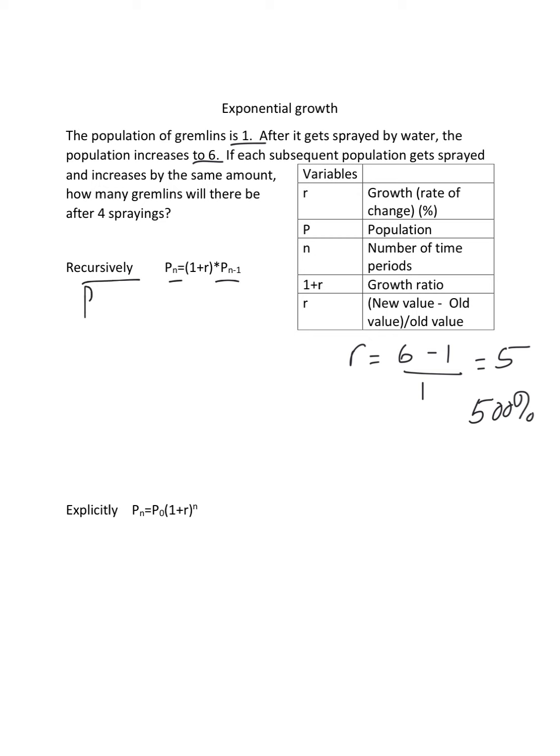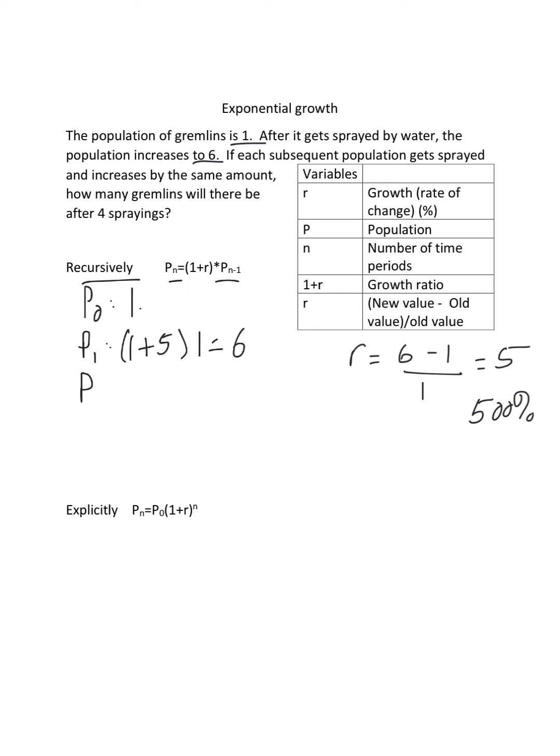So p sub 0 is before any growth occurs. That's going to be our given value in this case, which is 1, because we just had 1, population hadn't grown. p sub 1, then, is simply going to be 1 plus our rate, 5, times p sub n minus 1, which is going to be p sub 0 in this case, right? Because n is 1, p sub 0 is going to be 1 from right here. So that gives us 6, which matches what we said it was going to be.